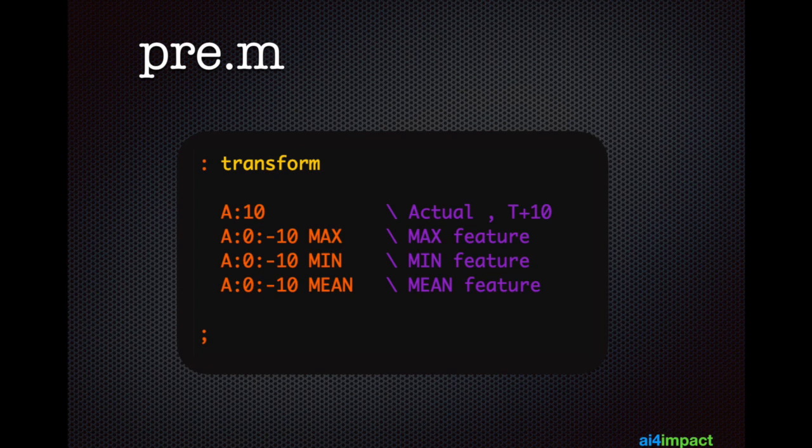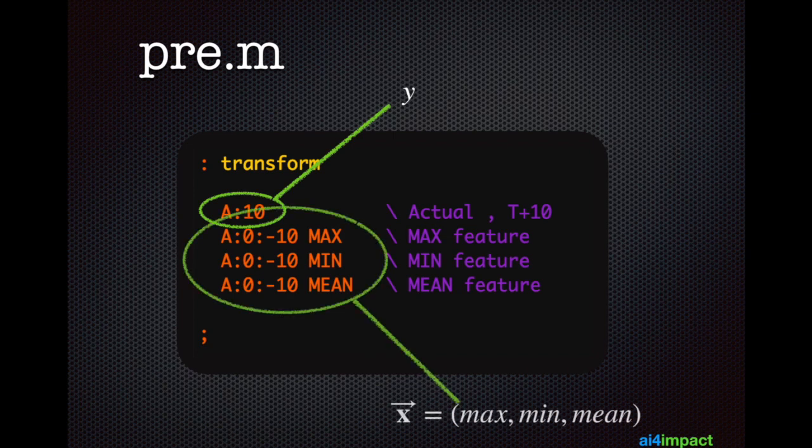We are trying to forecast t plus 10, windows from t0 to t minus 10, and we convert this window into three features. A10 represents the y, what we're trying to forecast for, and the next three numbers together are the input vector into the network.